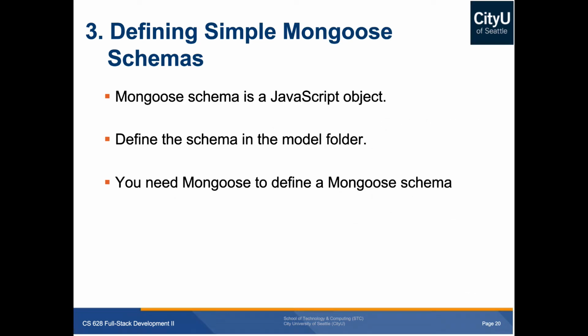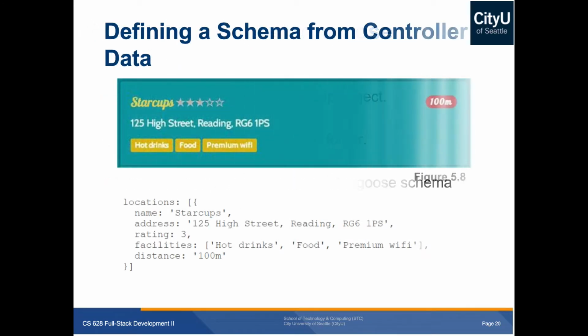Okay, defining a simple Mongoose schema. A Mongoose schema is a JavaScript object, which makes our lives easier. We define the schema in the model folder as well, and you need Mongoose to define a Mongoose schema. So let's say you have this in the view, in the JSON object or in the back end, you would have these values: name Starcups, address is this address. That is how we would define a schema. So the schema for the location would have these properties.